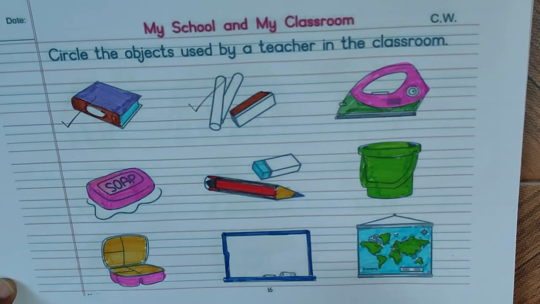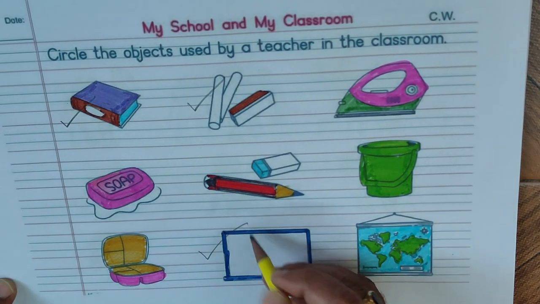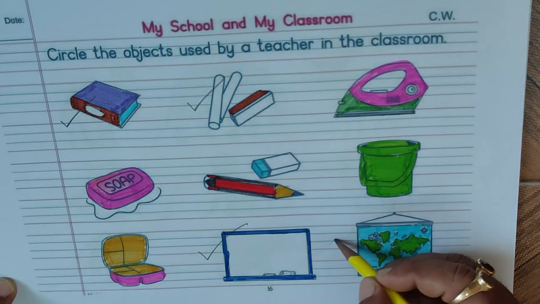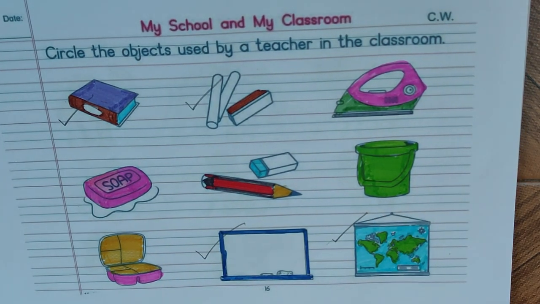Bucket is of no use to a teacher. Tiffin is used by us, not by the teacher. Whiteboard is used by the teacher to write using the chalk and duster. And finally, world map is also used by the teacher to teach us about different geographic places and country names.